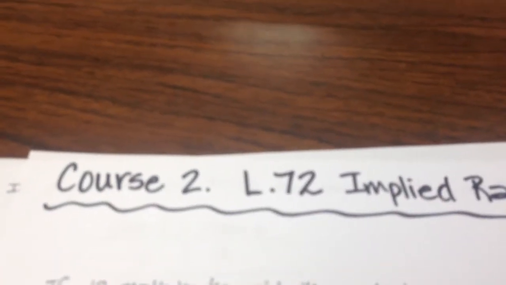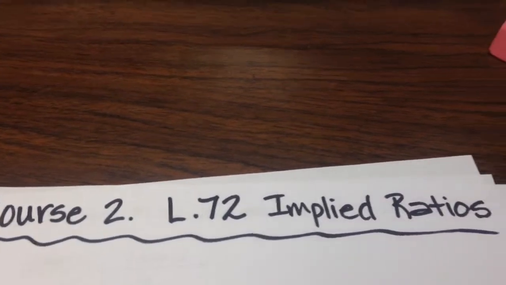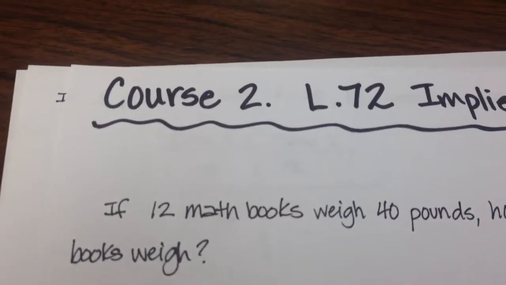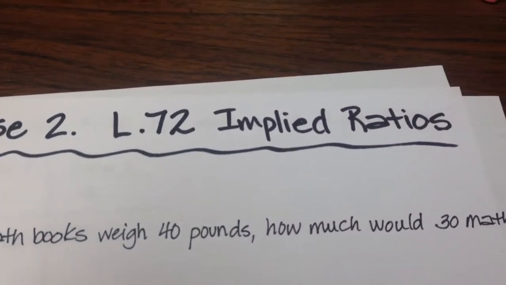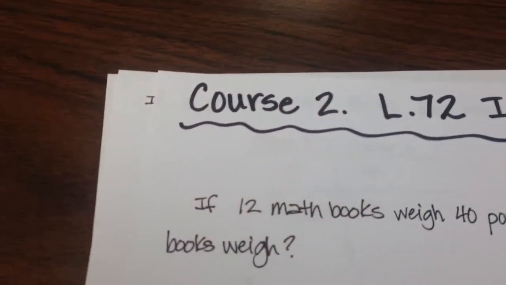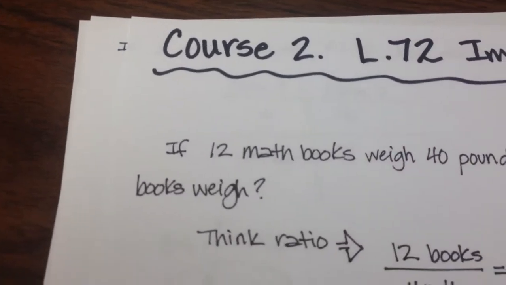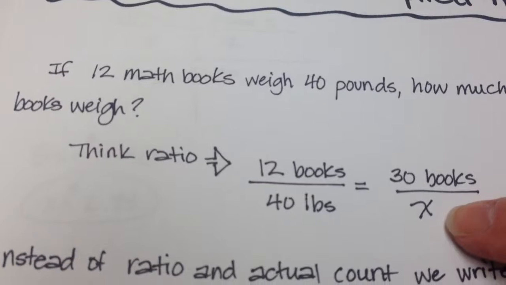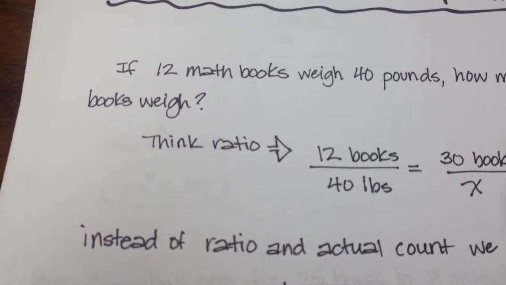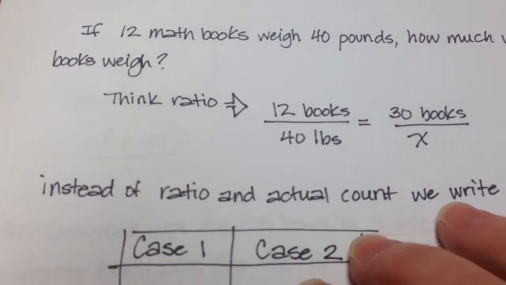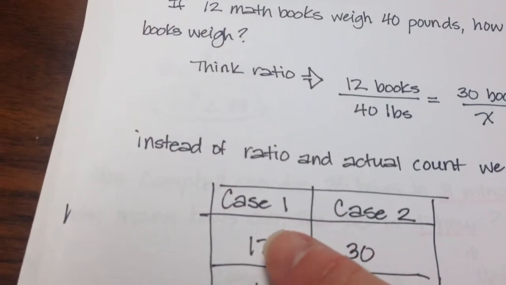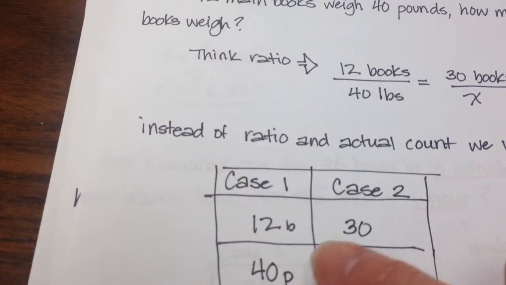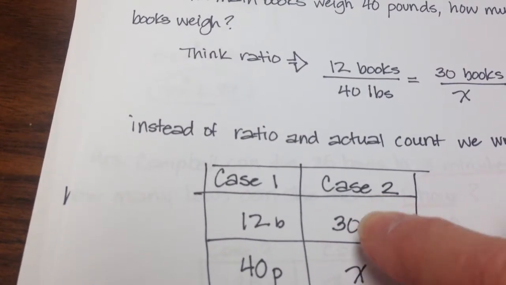Zoom in on there. There you go. Implied ratios. So here we go. If 12 math books weigh 40 pounds, how much would 30 math books weigh? Well, we're just going to think ratio. If 12 weigh 40, 30 would weigh what? But instead of labeling it ratio and actual count, we're going to write case 1 and case 2. So in case 1, we know that 12 books weighs 40 pounds. Case 2, we're asking, well, what would 30 books weigh?